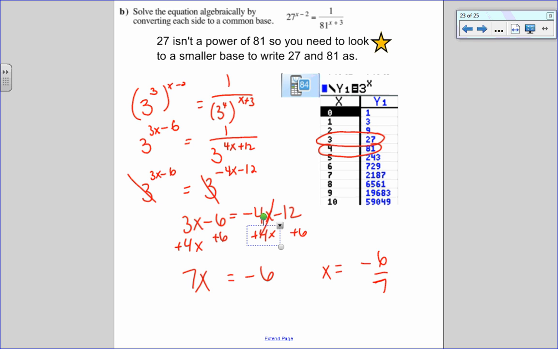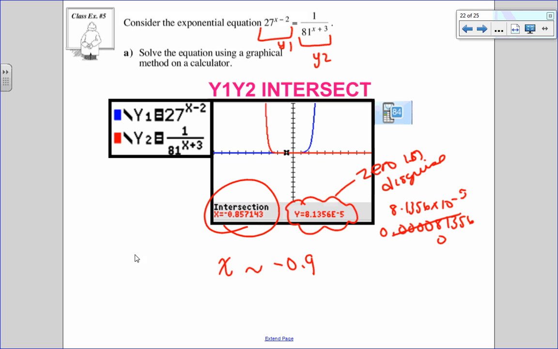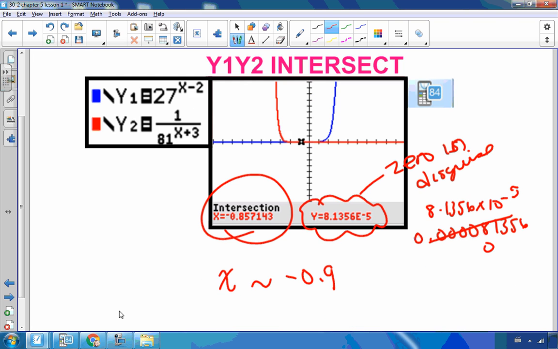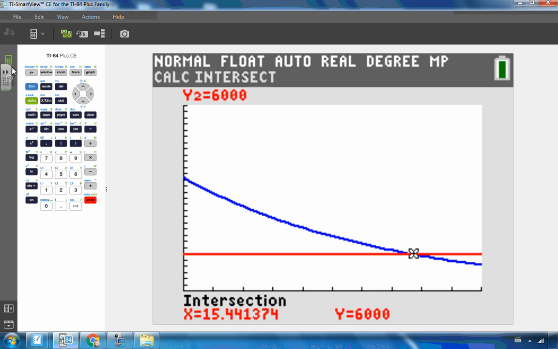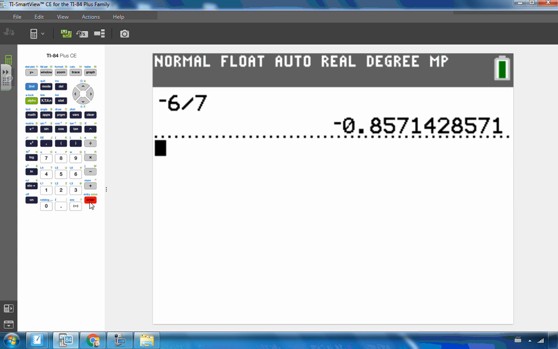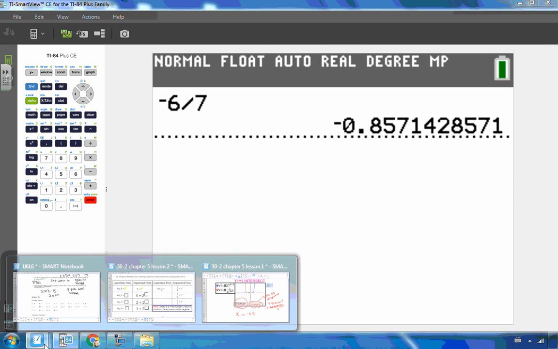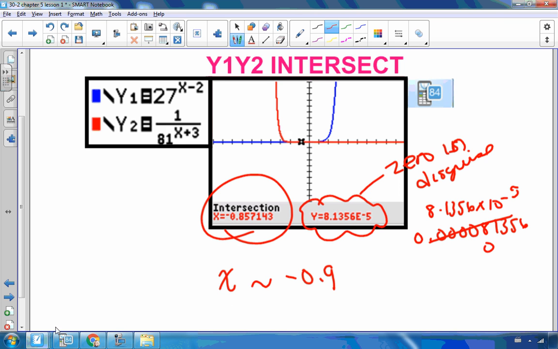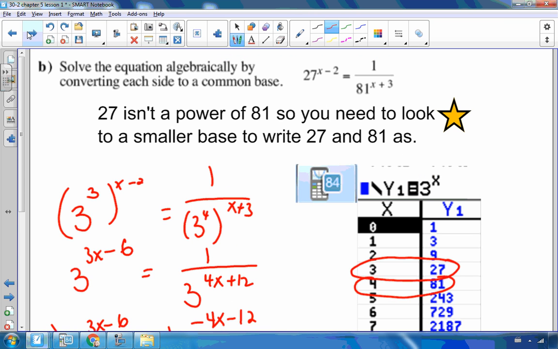I wonder if that's the same answer as what I got over here, about negative 0.9. Let's check. So I got negative 6 over 7. So let's just go into my calculator and do negative 6 divided by 7 and see if I have a match. And I do. That's what I got graphically. So I know that I've done it right. Okay? So that answer there matches negative 6 over 7. So you've seen graphical and algebraic way of doing it.